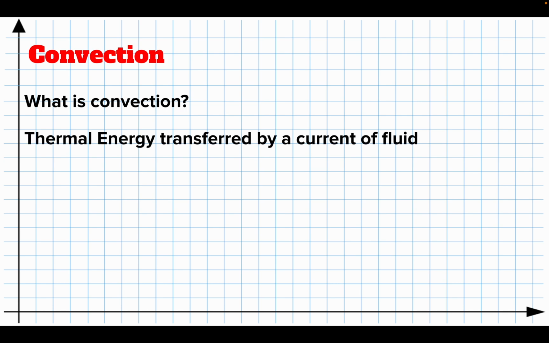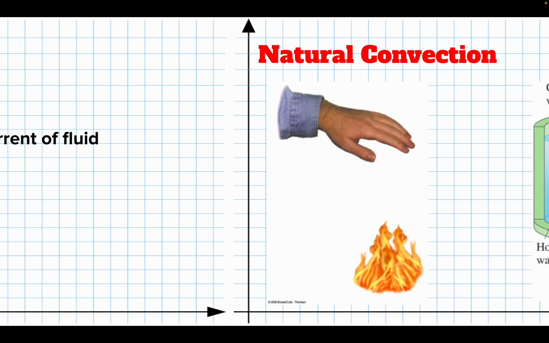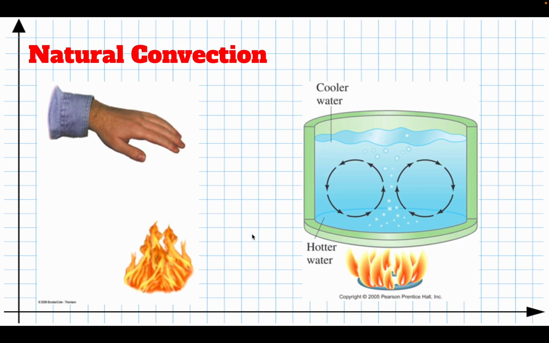So convection is when thermal energy is transferred by a current of fluid. So convection primarily applies to fluids, so like liquids and gases. If you have a fire burning and you hold your hand over the top, your hand gets very hot very quickly. This is not because the molecules of air are moving and bumping into their neighbors, which are bumping their neighbors, which are getting all the way up to your hand.